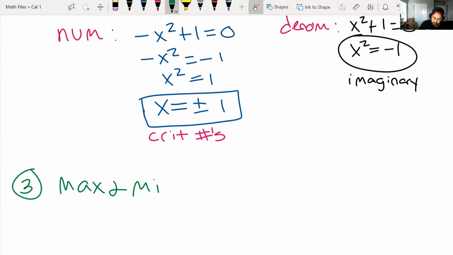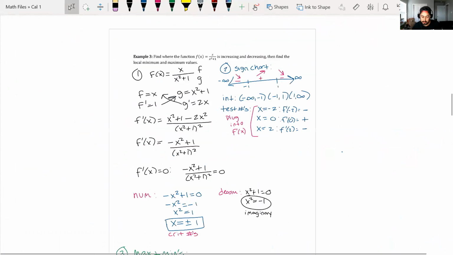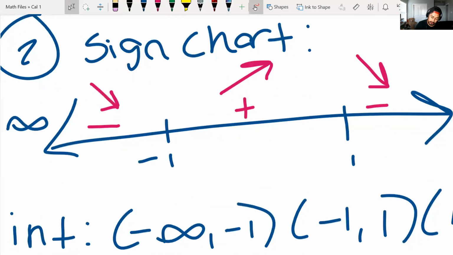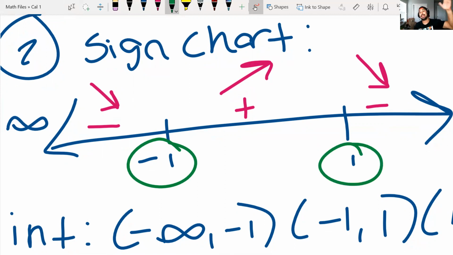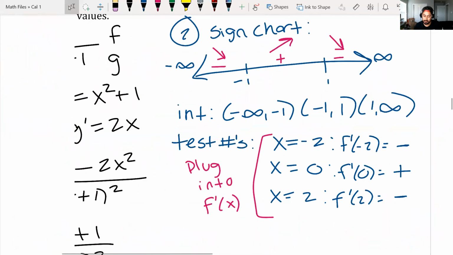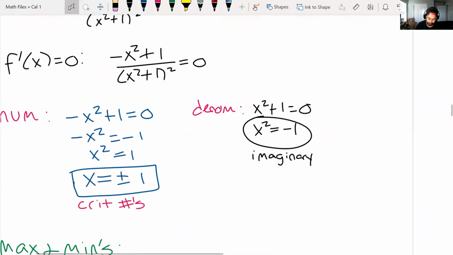Max and mins. All right, let's look at our sign chart when we have 2 numbers. So, let's do this real quick. -1, decrease, increase. -1 is a minimum. +1, increase, decrease. +1 is a maximum. So -1 is min, +1 is max.